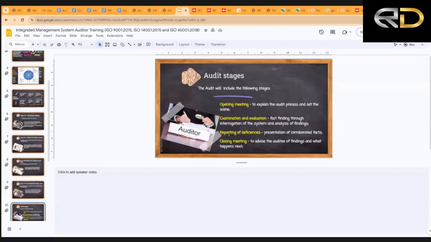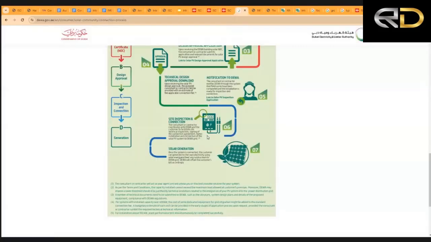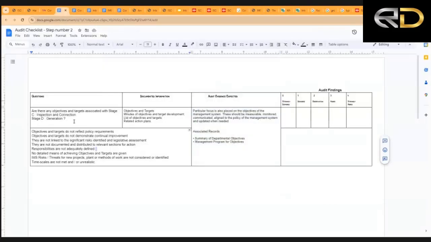So we can break down examination and evaluation a little bit. During examination and evaluation, what has happened? Number one, I've reviewed documented information. Number two, I've prepared an audit checklist. Number three, I've sent them an audit plan. Okay. And now number four, I'm using this audit checklist. This audit checklist, remember, is to remind me what to do during an audit. So I'm going to start off with this documented information.